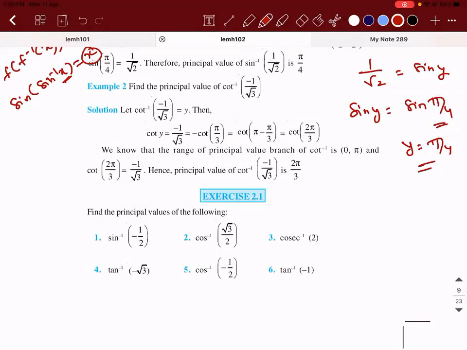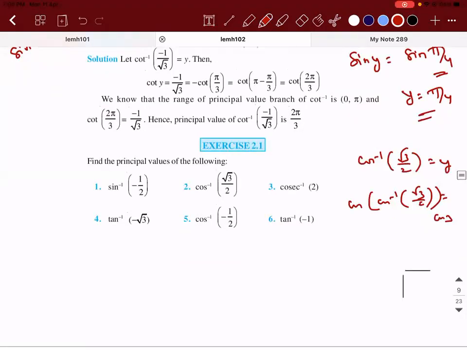So, who can tell me the steps? Cos inverse of root 3 by 2. How should I write it? Assume it to be y. So what function should I consider on both the sides? Cos. Cos of cos inverse of root 3 by 2 is equal to cos y. Correct? So cos of cos inverse of root 3 by 2 is root 3 by 2. That value itself is equal to cos y.